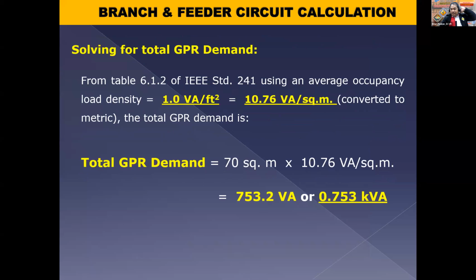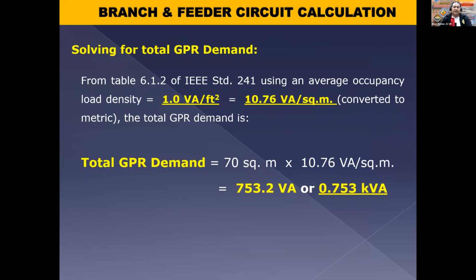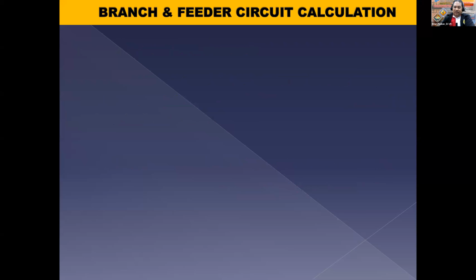So again, applying that formula, although we can also apply the 180 volt amperes, we need to establish the number of outlets there. So let's just try this first. I've tried an occupancy load density of 1 VA per square foot, converting that to square meters, so it's 10.76 VA per square meter. Multiply that by the square area, and we have a computed load density for outlets of 753 VA or 0.753 kVA. Okay.